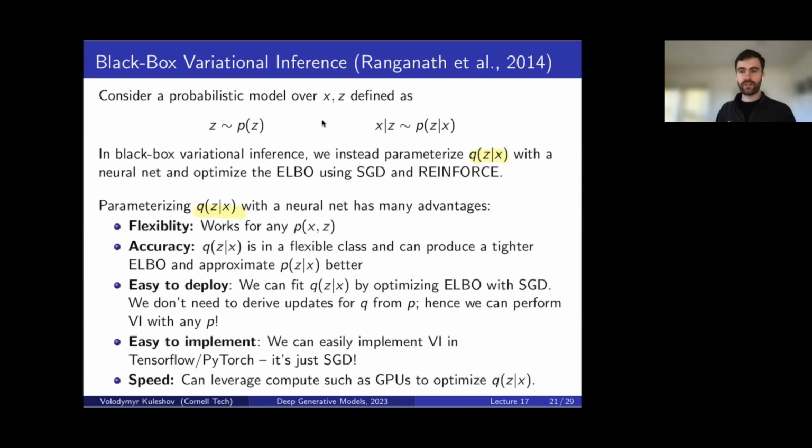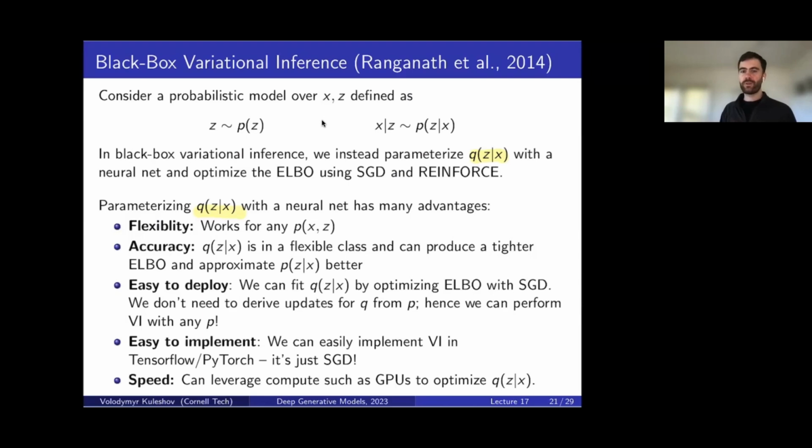And so this was, in a sense, the idea of black box variational inference. The idea is just, given any probabilistic model, apply reinforce out of the box. And in practice, this works.